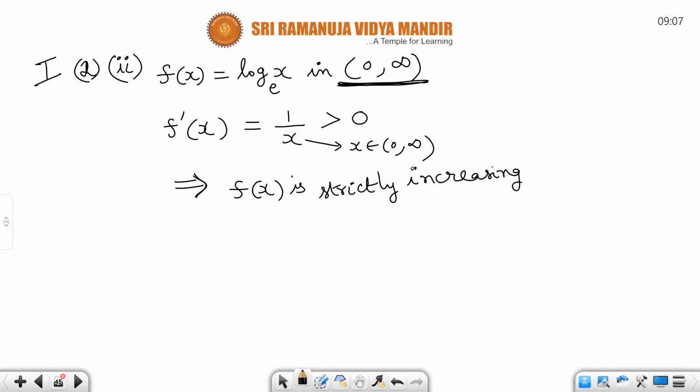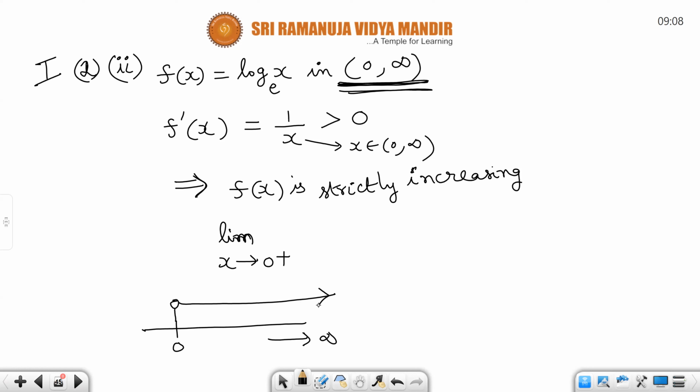So in its entire domain 0 to infinity, the function log x is increasing. See, 0 to infinity means here this is 0, infinity is this side, plus infinity. So this is the domain. 0 not included, but up to infinity. Now let us see the value of the function when we approach 0 from the right side. That is, limit x tends to 0 plus of log x.